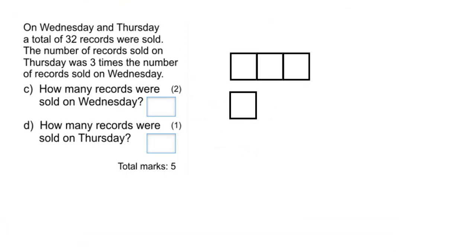And for the second part, I'm told I've got to work out the proportion of records sold on Wednesday and Thursday. Thursday is 3 times the number sold on Wednesday. So I want to work this one out. I'm going to draw a bar model, 3 and 1. So Thursday was 3 times. So I'm going to write Thursday there, labeling it. Wednesday is once. I'm told there were 32 in total. So 32 divided by 4 lots tells me that 1 lot is 8. So therefore, it's going to be 24 on Thursday and 8 on Wednesday.